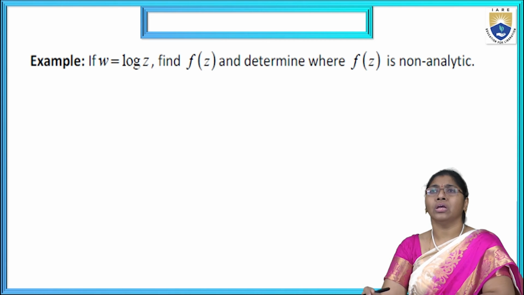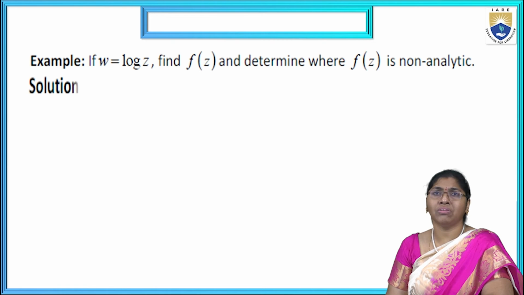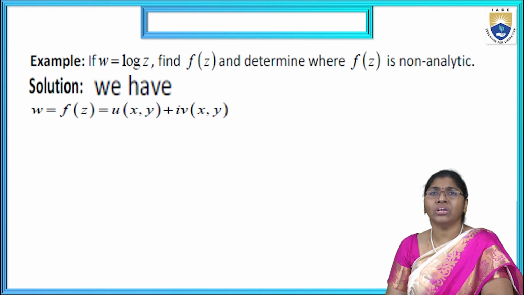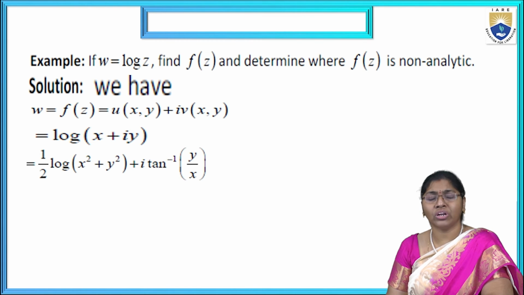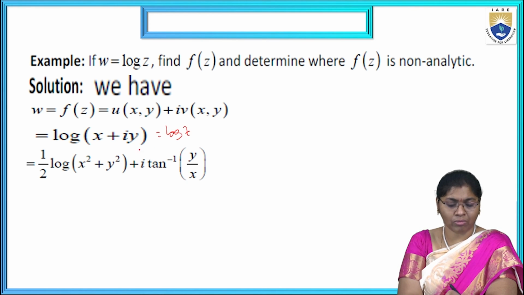Now for an example of the non-analytic case: the analytic condition is already satisfied, so the z squared property is completed. Now the non-analytic condition: if w equals log z, that means z equals x plus iy, substituting z, w equals log of x plus iy. Find f of z and determine where f of z is non-analytic. Solution: we have f of w equal to f of z, where f of z equals u plus iv, u of x comma y plus iv of x comma y, then log of x plus iy. Already here log z is there, log z is nothing but log of x plus iy.